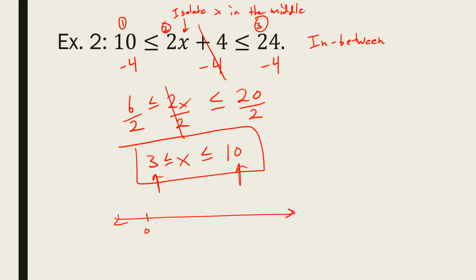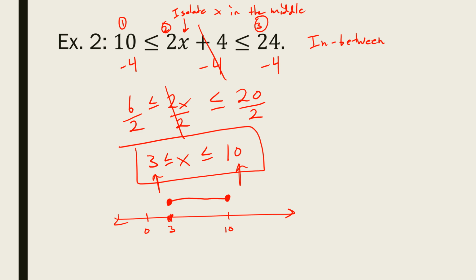So let's make our number line. Here's 0, here's 3, 10 would be more down here. And I need closed dots because I have less than or equal to and less than or equal to. And again, x has to be between those two. So I'm just going to draw that line.